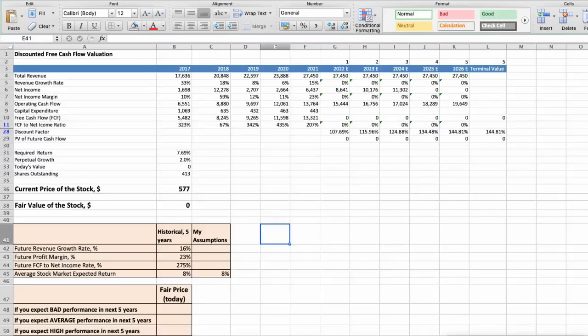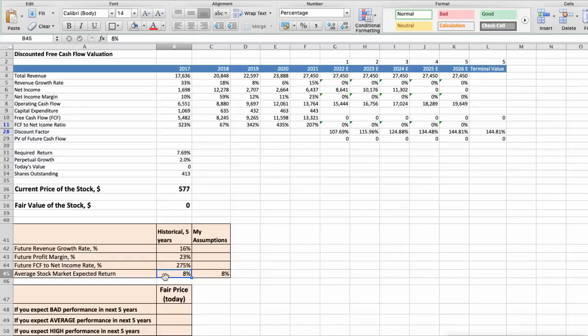This spreadsheet contains some financial data that we will use for the stock valuation. We see that the average revenue growth rate of the stock has been around 16% per year, for last 5 years. We see that the average profit margin of the stock has been around 23% per year, for last 5 years. Also we see that the average free cash flow to net income rate of the stock has been around 275% per year, for last 5 years. And we expect 8% per year average stock market return.